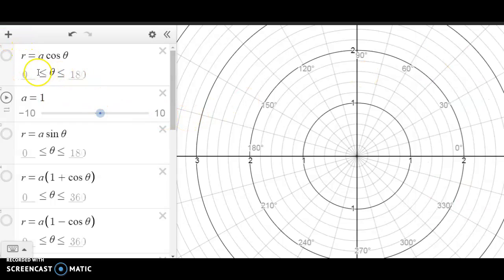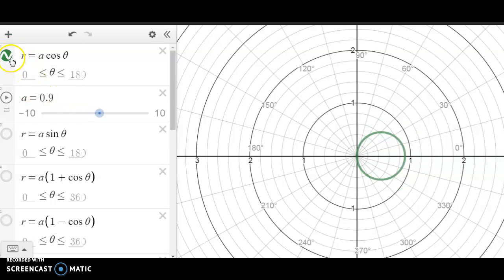So here is one of the equations we have. So this is your cosine. So if I click on that, notice that it's a lovely circle. It's symmetric with the x-axis, right? As I move my a larger, notice that it moves out towards the right. As my a flips to the negative, notice that it flips onto the other side of my graph. Okay, and that's just when your a. Let's change it back to 1-ish.